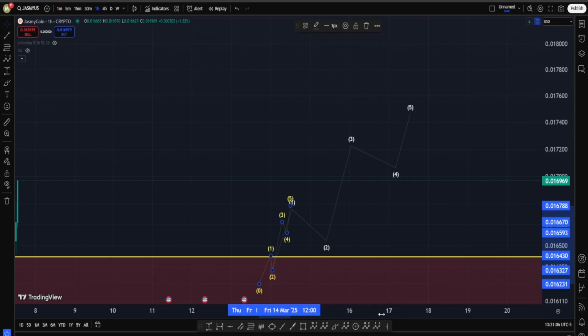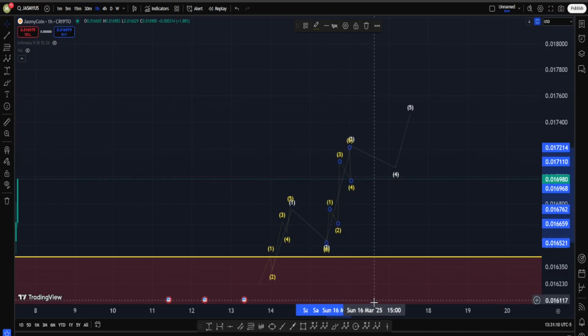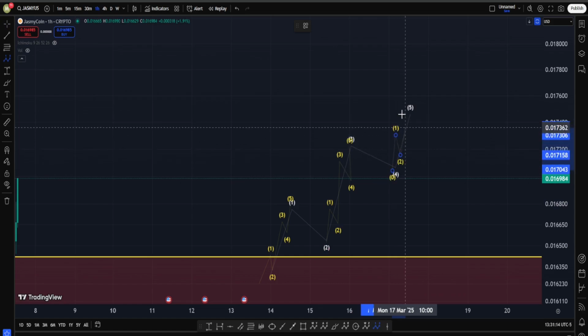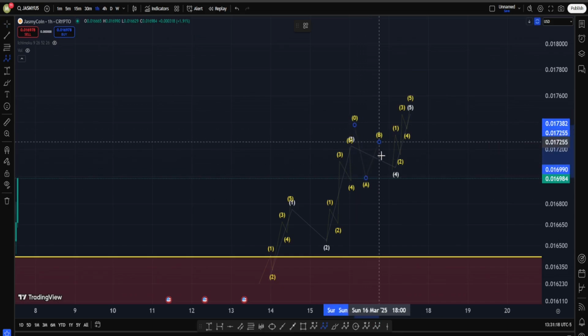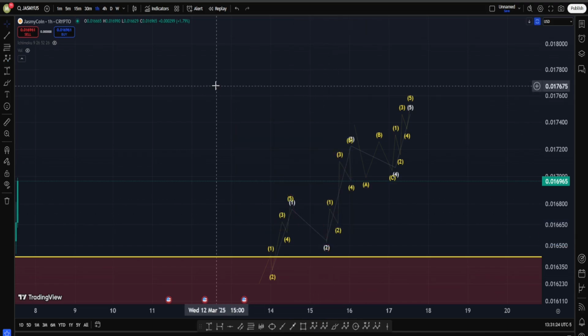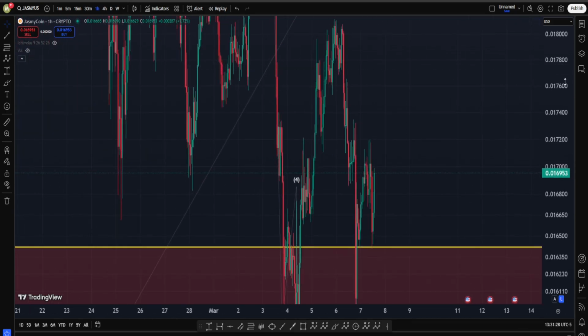Let's change the colors to yellow. There we go. Another 5 up into wave 3, and our final 5 wave into 5. And for wave 2 and 4, we can have different scenarios. Let's say, yeah, ABC down into wave 4 and a WXY into wave 2. Understood?